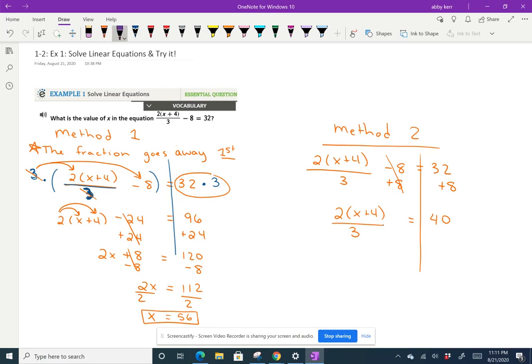So we are dividing by 3. The opposite, or the inverse operation of dividing by 3, is multiplying by 3. So whatever you do to the left, you have to do to the right. Now, those 3's just go away, because what's happening is like 3 times 1/3. 3 times 1/3 just becomes 1. What's 1 times 2? It's just 2.